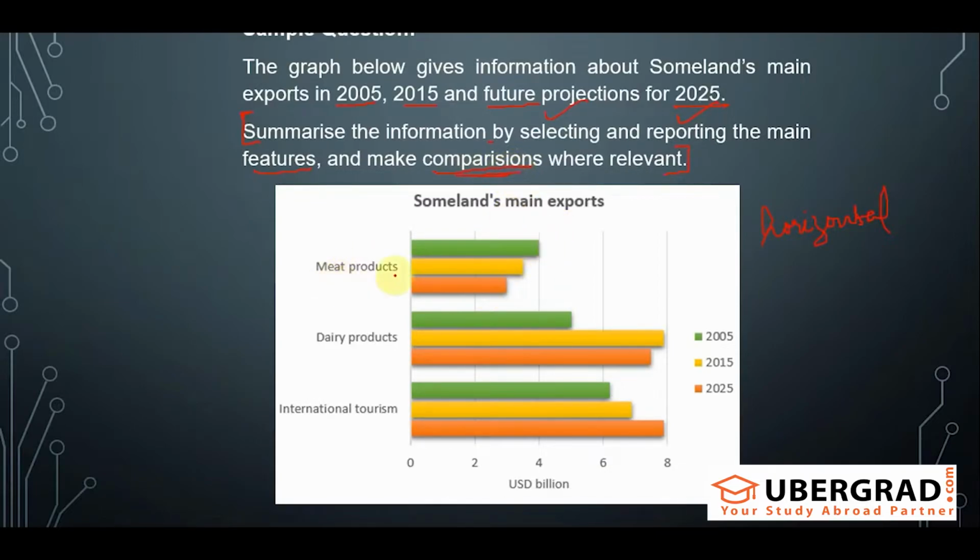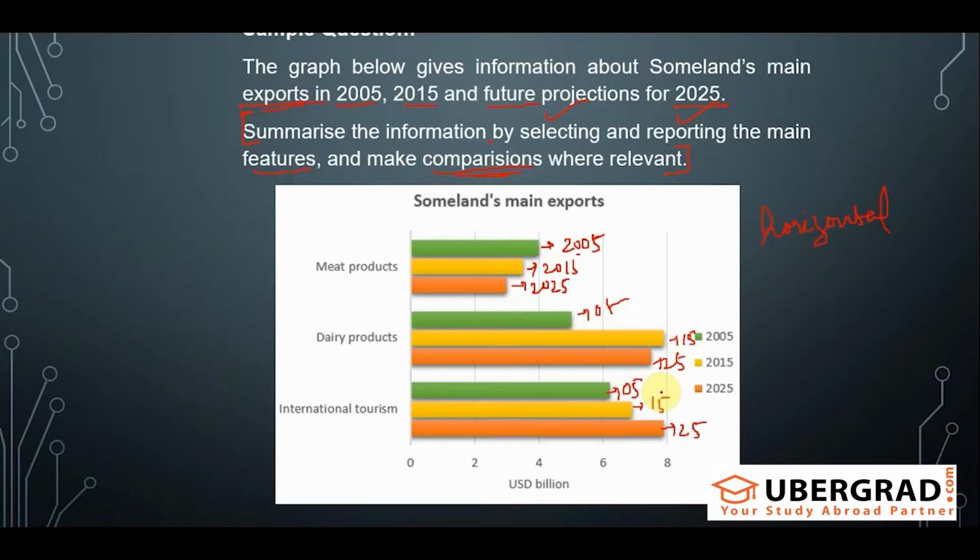So this is the meat products, the export, right? The export of meat product in the year 2005, in the year 2015, and this is in the year 2025, right? Similarly, 05, this is 15, and this is 25. So 05, 15, and 25. So what will you write? So first, how do we paraphrase the question? Now, people who are facing problem with paraphrasing, let's try to understand this.